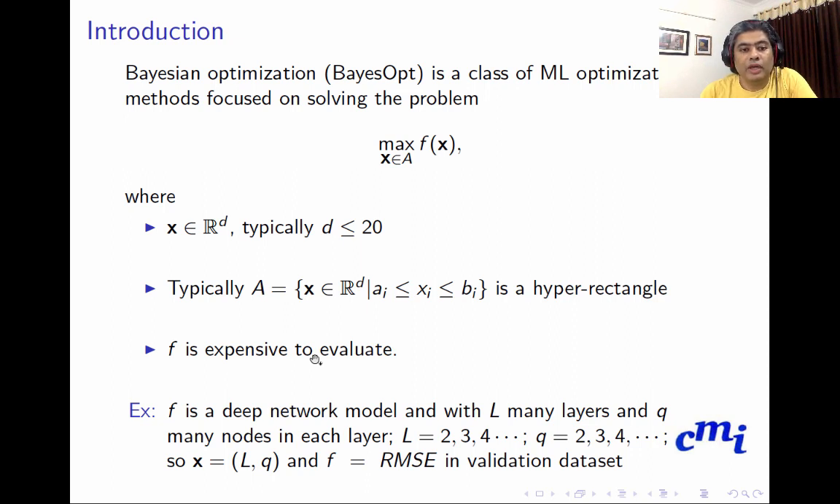For example, f could be a deep neural network model with L many layers and Q many nodes in each layer. So L could be 2, 3, 4, and Q could again be 2, 3, 4, 5. So my x is L and Q, and f is the root mean square error in the validation dataset, or accuracy in the validation dataset.